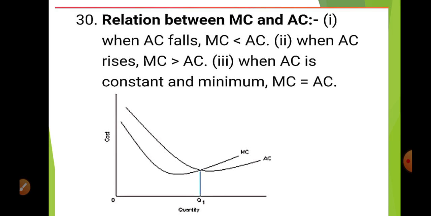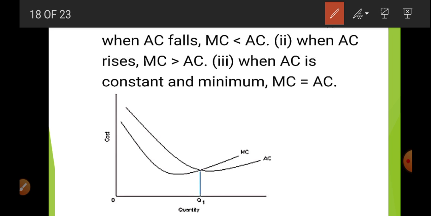Now the relation between MC and AC. The same thing we find with MC and AC also. Okay. So this is the minimum point of MC.